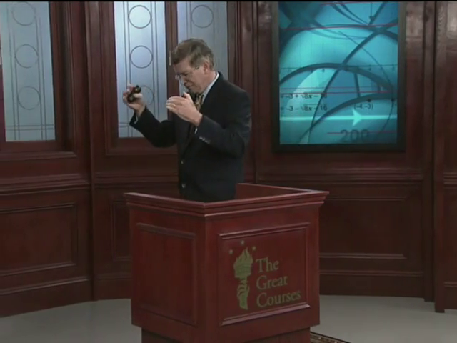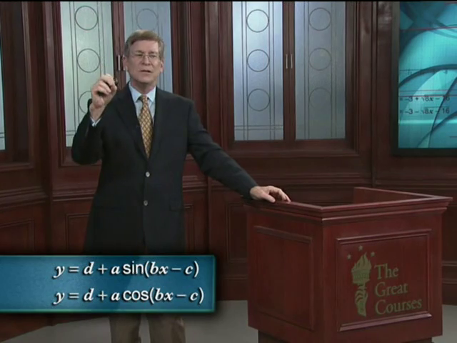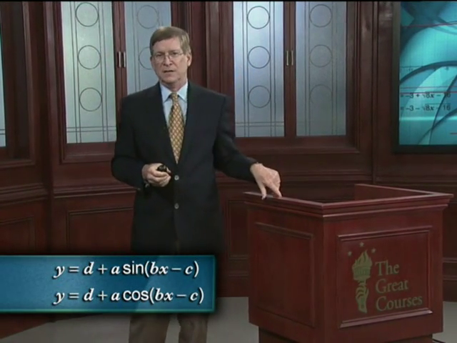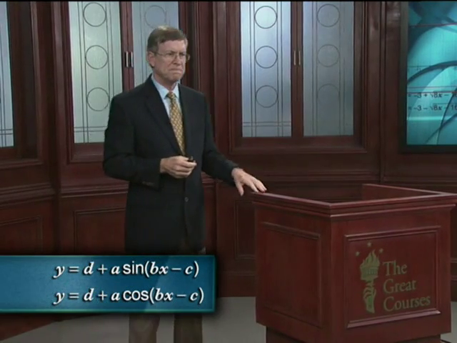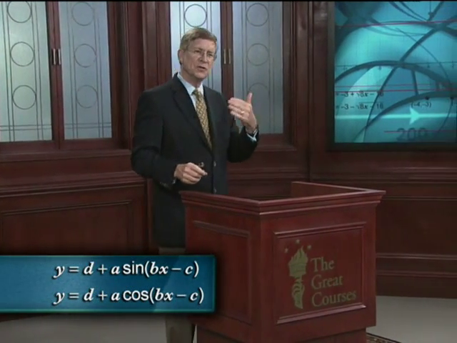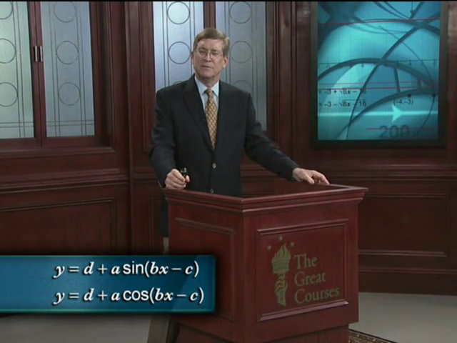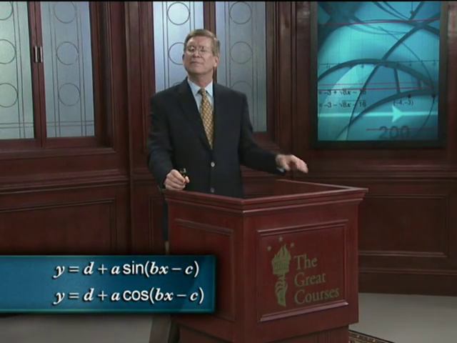Let's finish off with the final letter. We've done A, B, C, and then we had a D in the front. So now we're going to look at the most general equation possible here, d plus a sine of the quantity bx minus c, or with cosine. What does the number d do to this graph? How does d affect the graph?